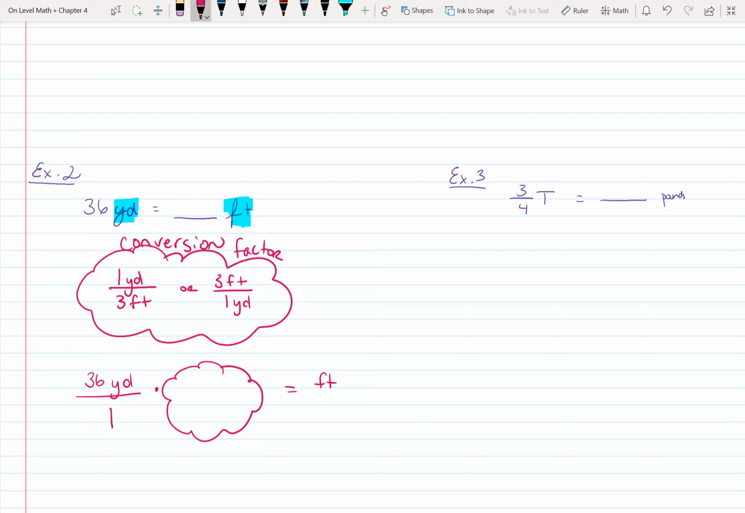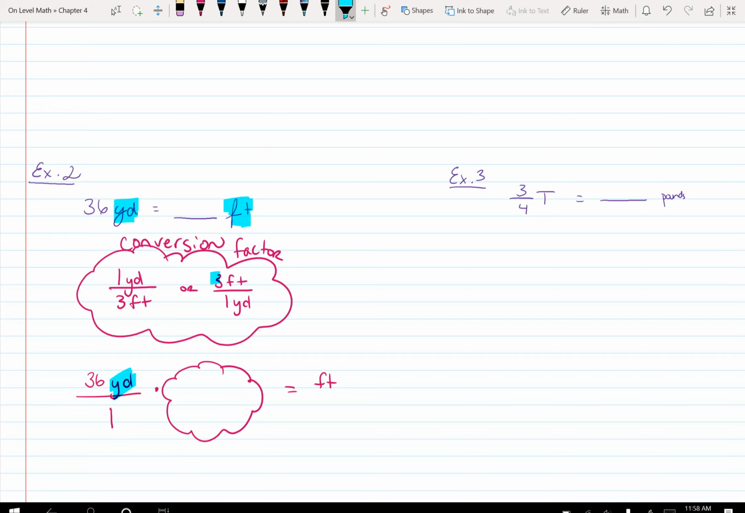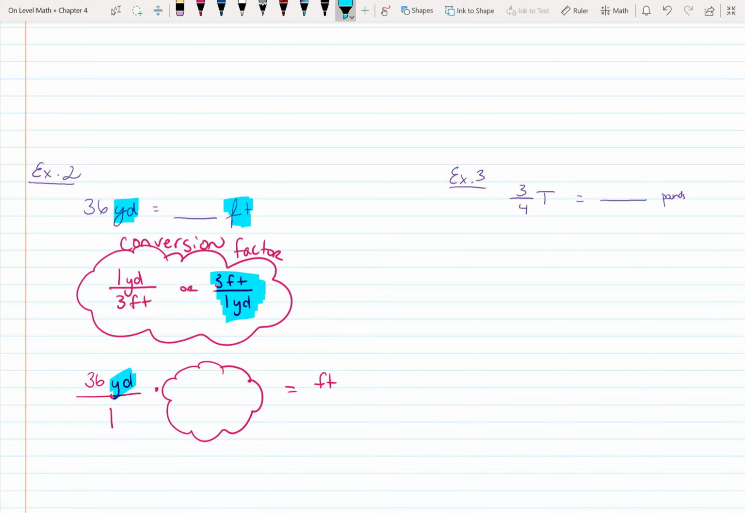And then let's decide which conversion factor. We're trying to get rid of yards. So which of these, the first one or the second one, is going to get rid of yards, as in cross-cancel? It's going to be the second one. So we're going to use the second conversion factor. So we're going to multiply by this one simply because the units cross-cancel.